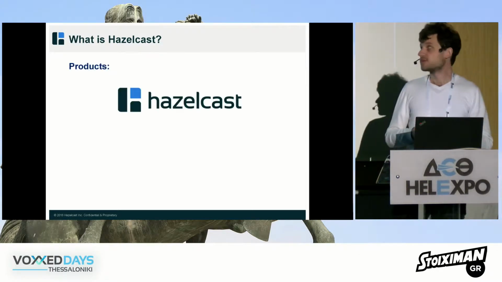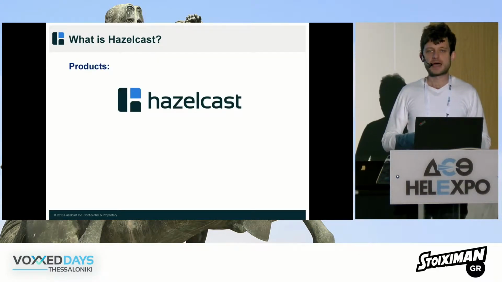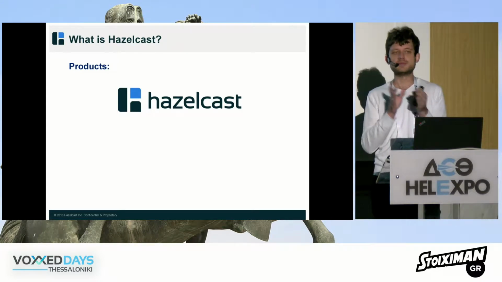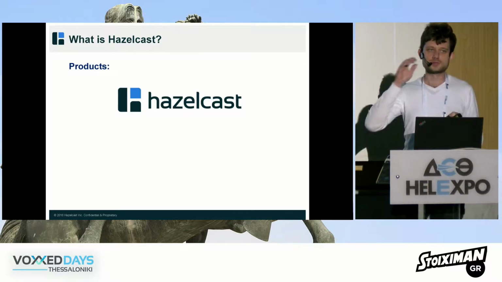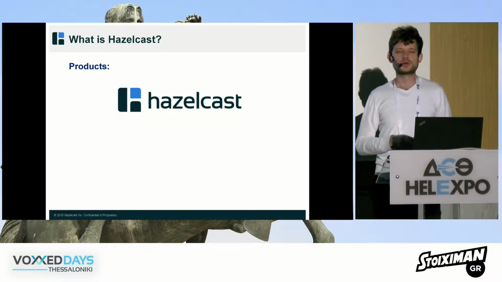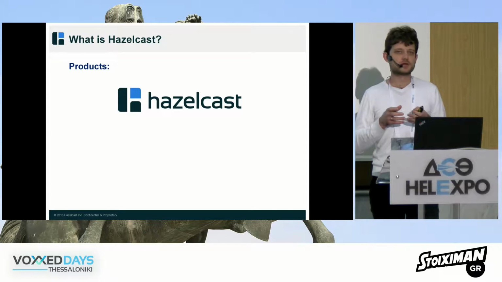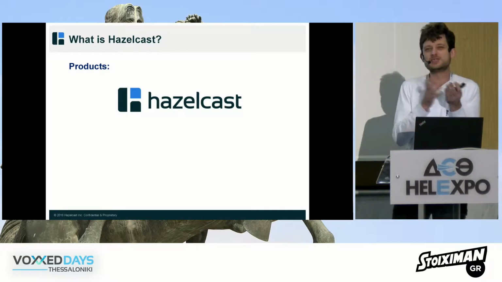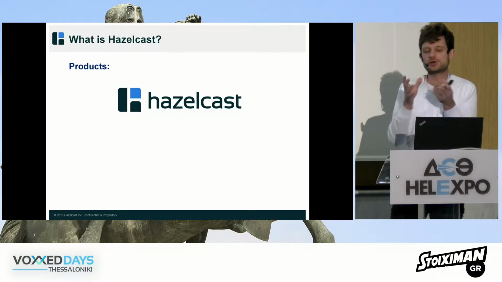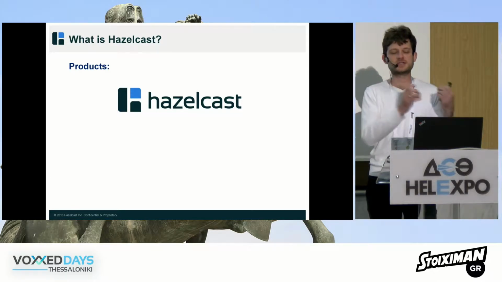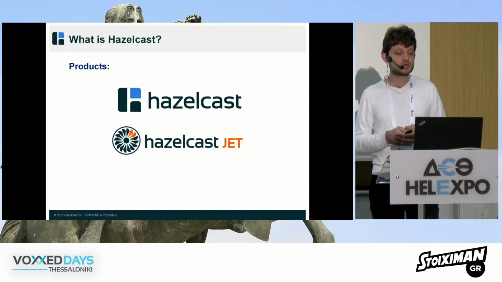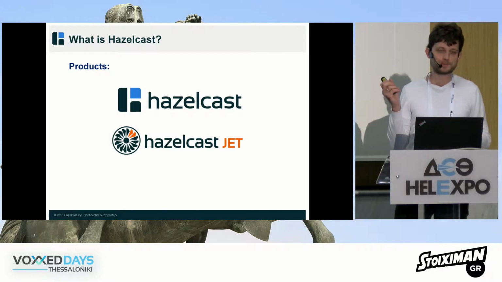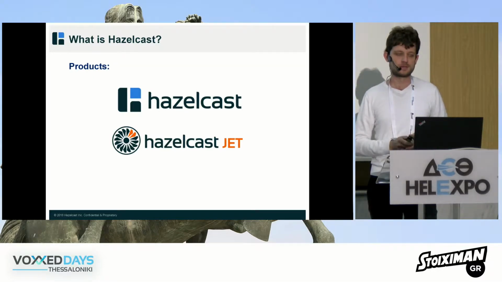We have two products. First is Hazelcast IMDG, which stands for In-Memory Data Grid. If you've heard about Hazelcast, you probably heard about this product. This is kind of what we call a cache on steroids, because it's kind of a cache, key-value storage, which guarantees that the data is stored in memory. That is why it's so fast. And our second product is Hazelcast Jet, and about this we will talk today.